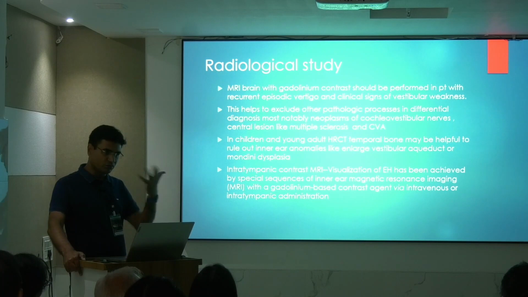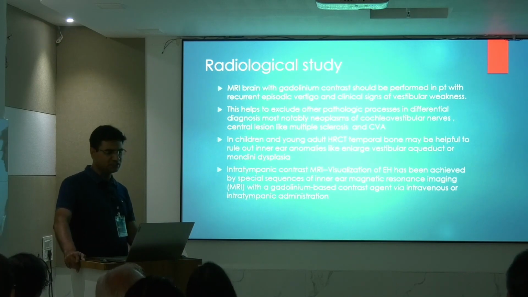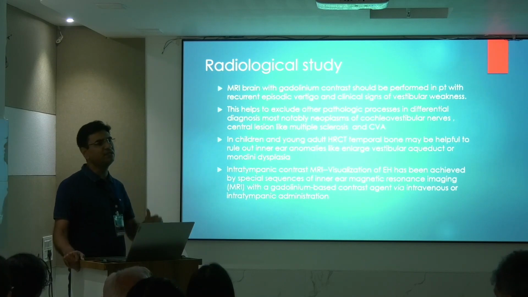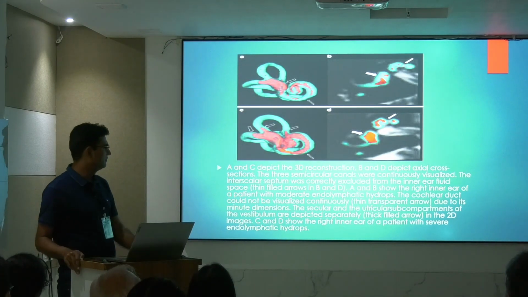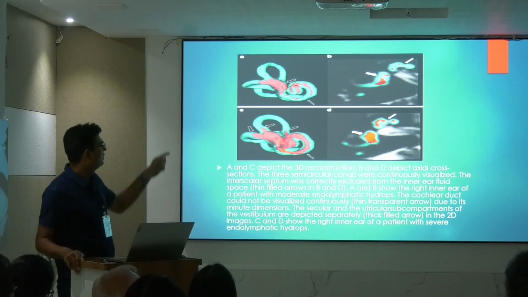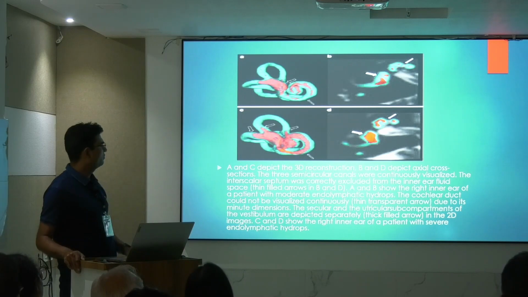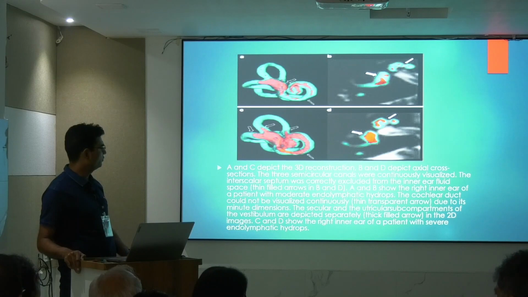Young people should go through HRCT temporal bone to rule out other anomalies like enlarged vestibular aqueduct or Mondini dysplasia. Already we have discussed intratympanic use of contrast as well as IV use of contrast to visualize the 3D axial reconstructed inner ear. Here we can see that in images A and B, it is a moderate amount of hydrops distension, while in C and D it is a severe amount of hydrops distension.